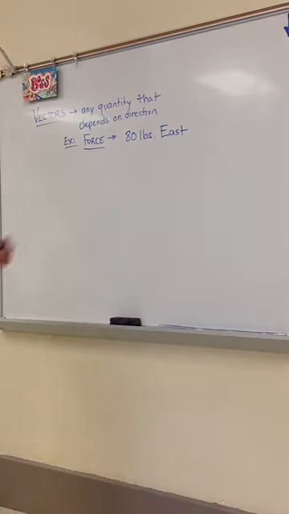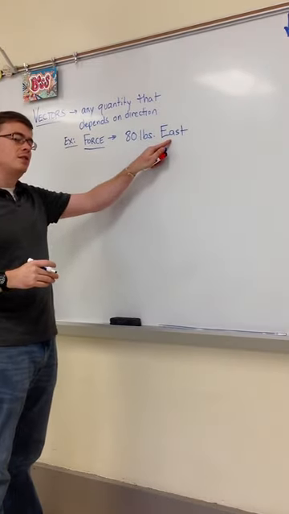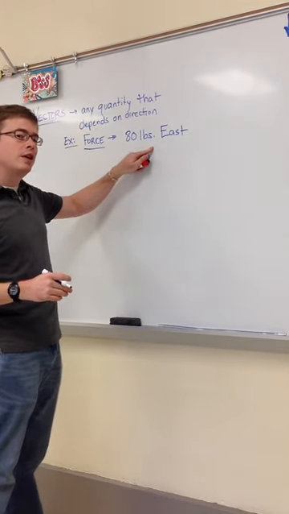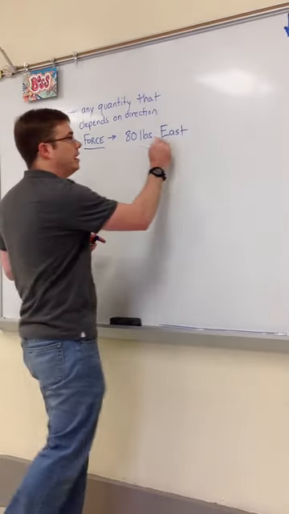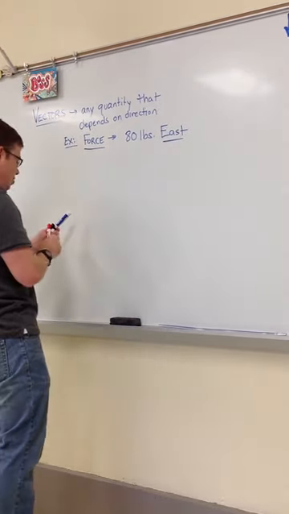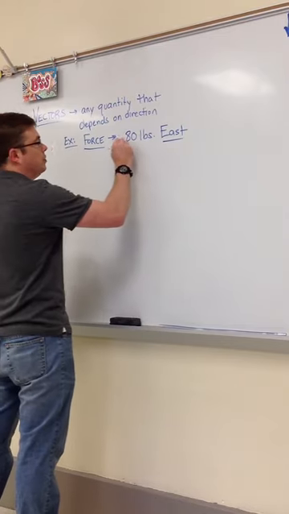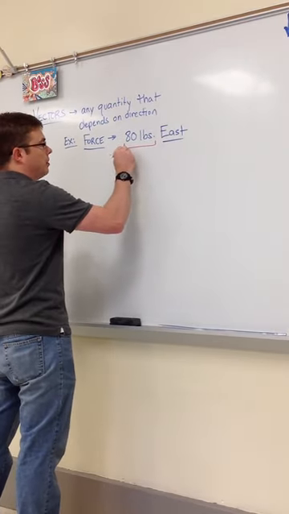Okay, that's an example of a vector because if I change this to west, it's going to change what this force does to the object it's acting on. So it's important that you have that. So that has the direction, and the value that you normally would think of as the force is what's called the magnitude.